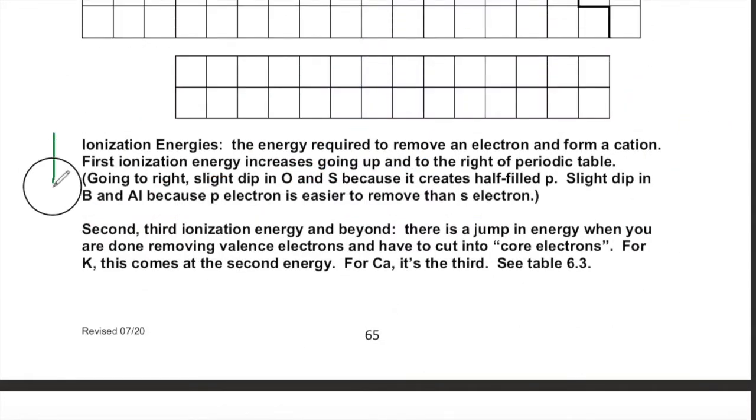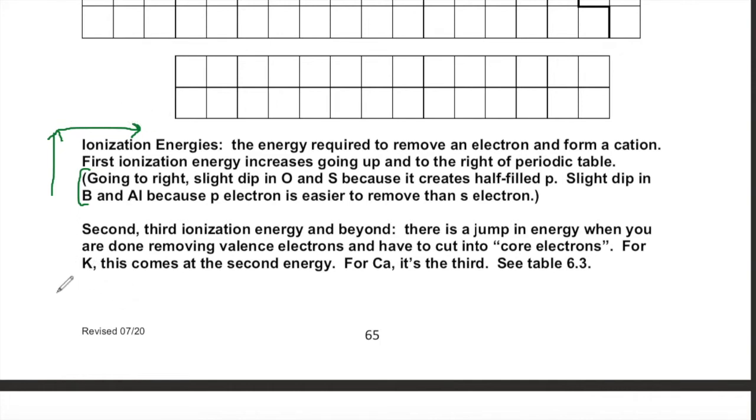So ionization energies increase going up and to the right, because it is more difficult to remove an electron from a smaller atom, and this is the opposite of the size trend. There are a couple of exceptions, especially in the first 3 periods of the periodic table. It's not as smooth an increase from left to right.